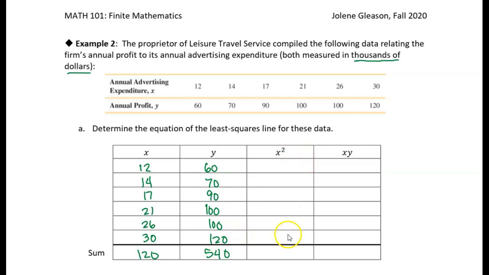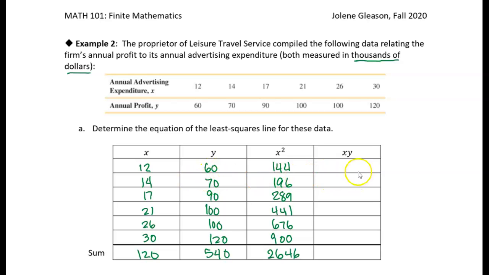Now I also need the sum of x squared, so I'm going to square all the x values. So I get 144, 196, 289. Let's see, this is 441. Square 26 and I get 676. Square 30 and I get 900. And then I'm just going to add up all those numbers. I get 2,646.